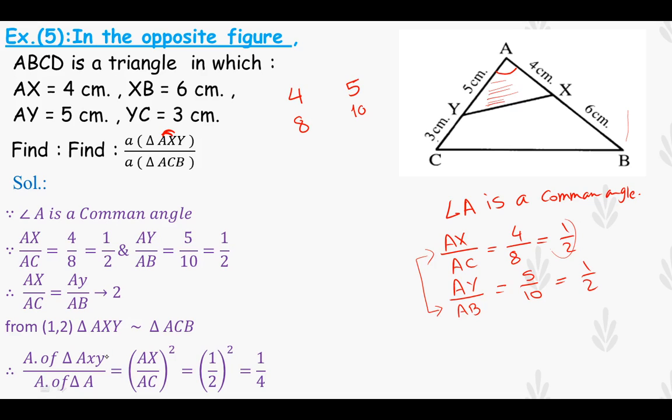So, area of triangle AXY over area of triangle ACB. Okay, let's write triangle ACB. Area of triangle ACB equals the square of the ratio between any two corresponding sides, which equals AX over AC. And we all know that AX over AC equals half. So this equals half power 2, and this equals 1 over 4. Okay. So the ratio between the areas of the two triangles is equal to 1 over 4.